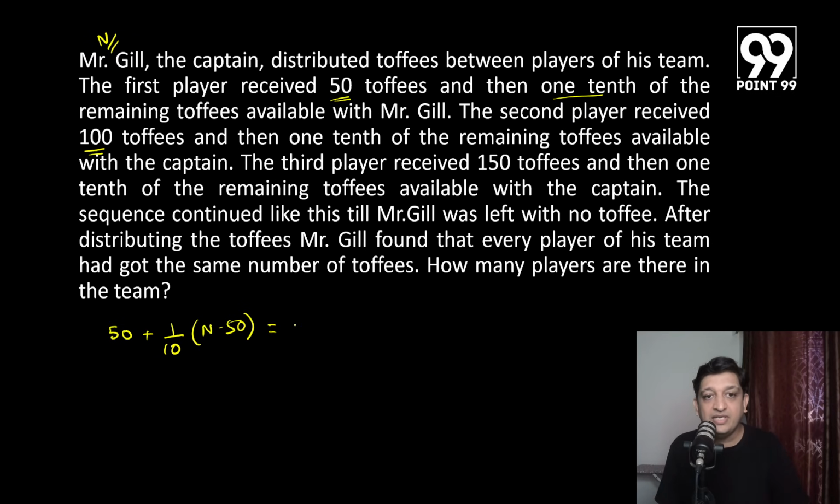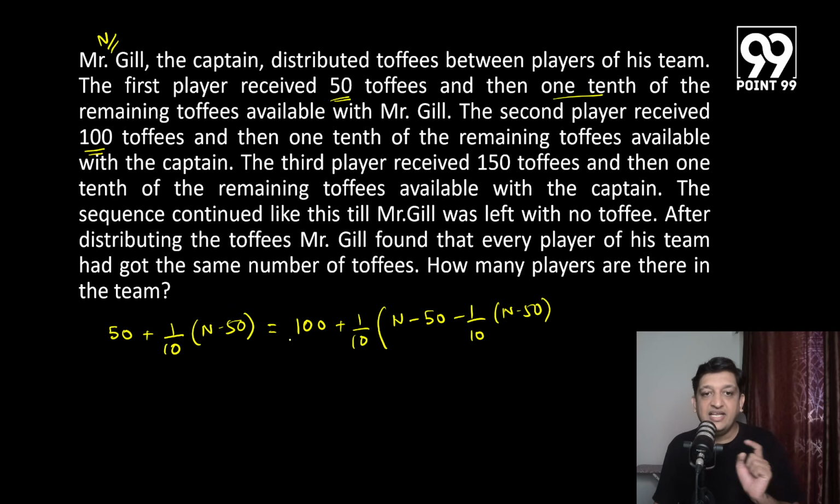What about the second player? The second player will get 100 toffees for sure, and he will get 1/10 of the remaining toffees. Now how many toffees remain? N minus the 50 toffees given to player 1, minus 1/10 of n minus 50, which were again given to player 1, and then again these 100 toffees. So all these toffees remain now. So out of the original toffees, 50 and 1/10 of n minus 50 were given to player 1 and 100 more were given to player 2. So this is basically what remains.